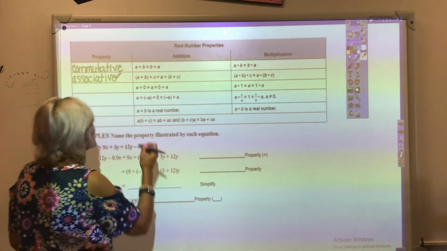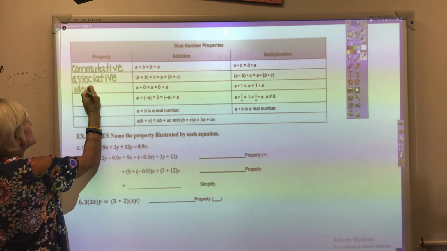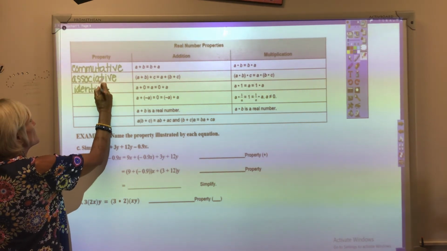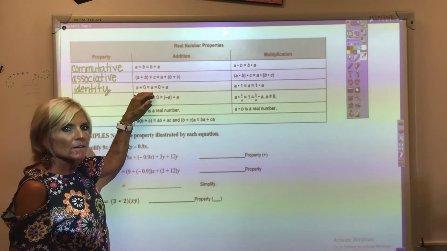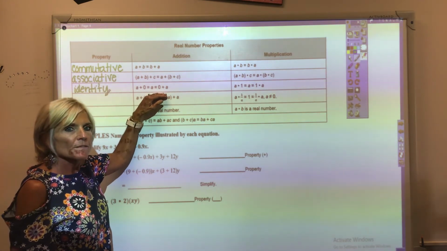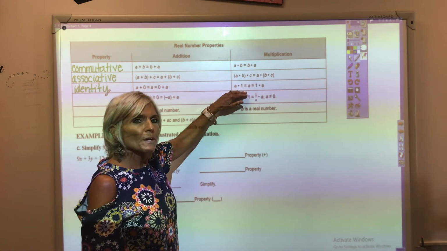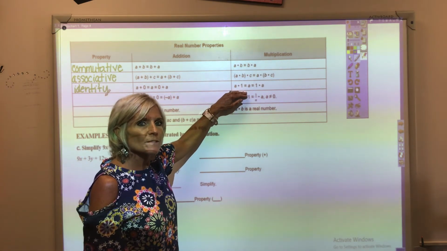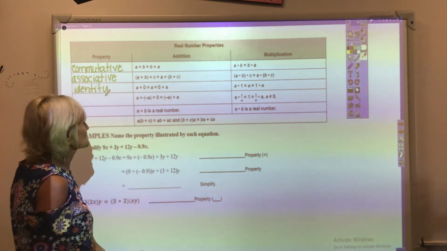The third property is called the identity property. When we add a 0 to anything, we get what we started with. We get the identical thing. When we multiply by 1, we get the identical thing we started with. That is the identity property.